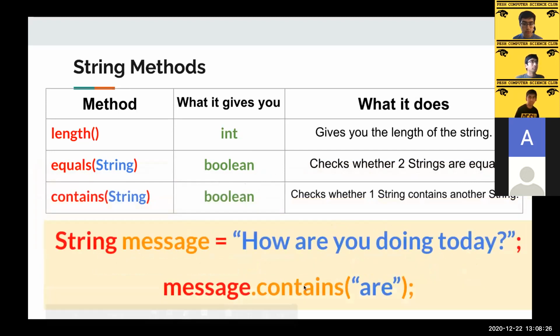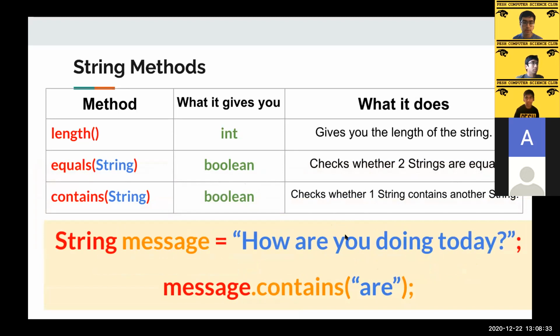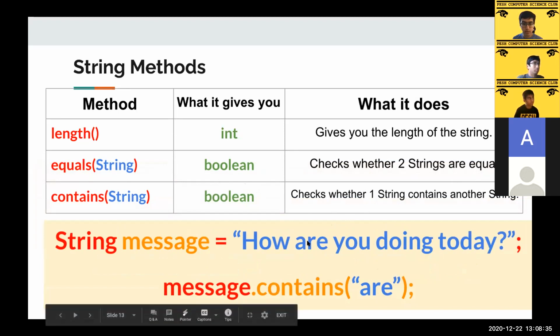Contains is similar to equals. You have to give it a string argument and it will tell you whether a string contains a particular substring. So in this case, we have message equals "how are you doing today?" And we're checking if message.contains("r"). Message does contain r right over here next to the how. So this will return a boolean that is true.